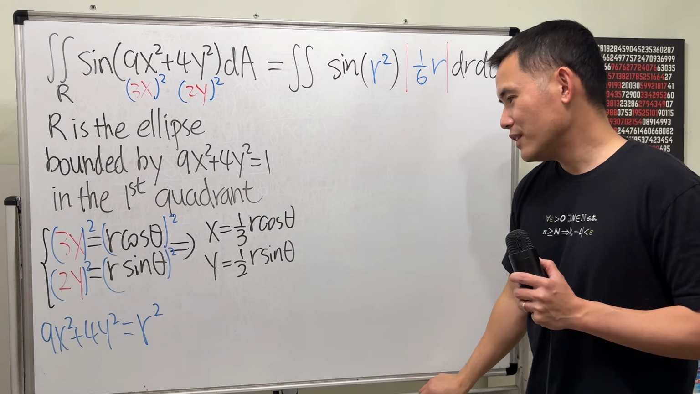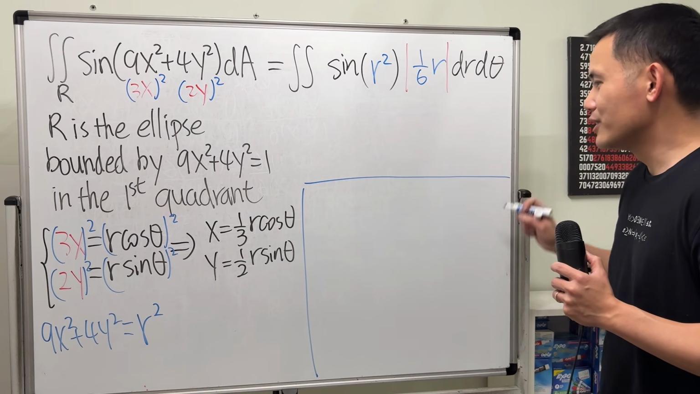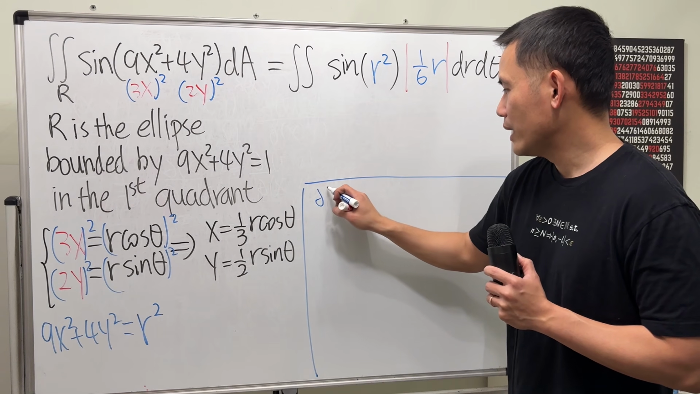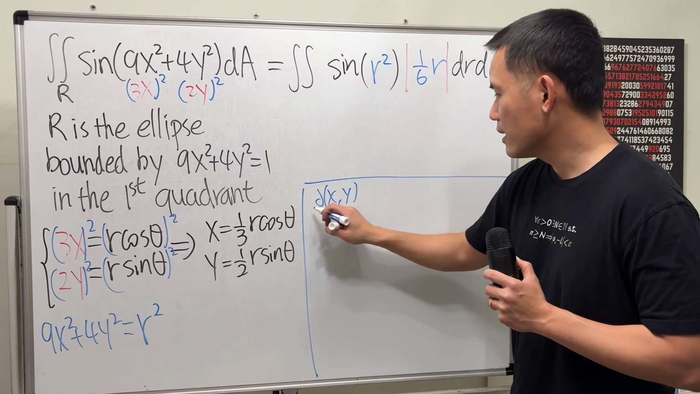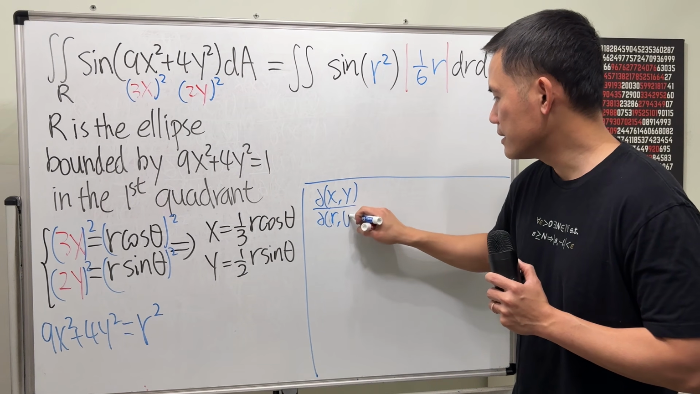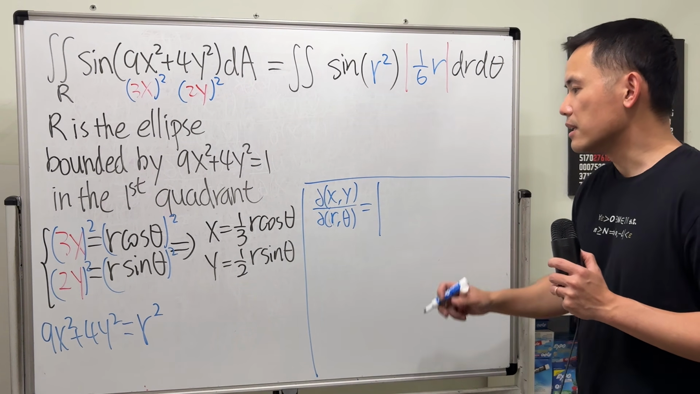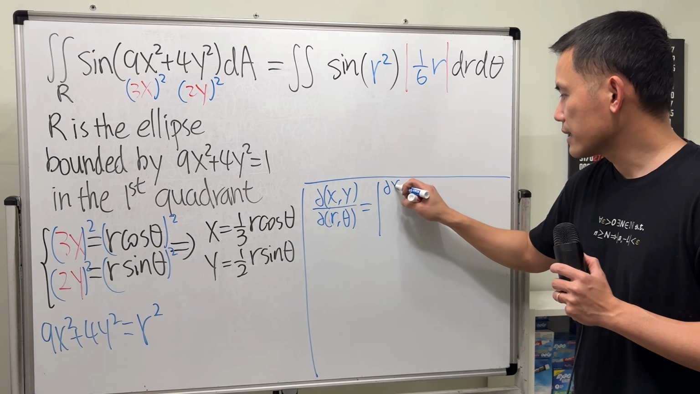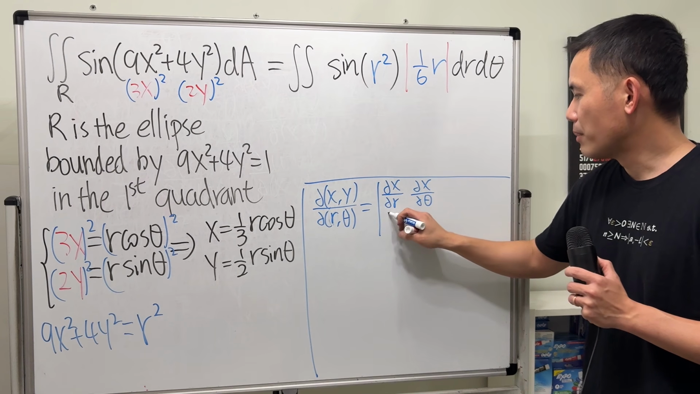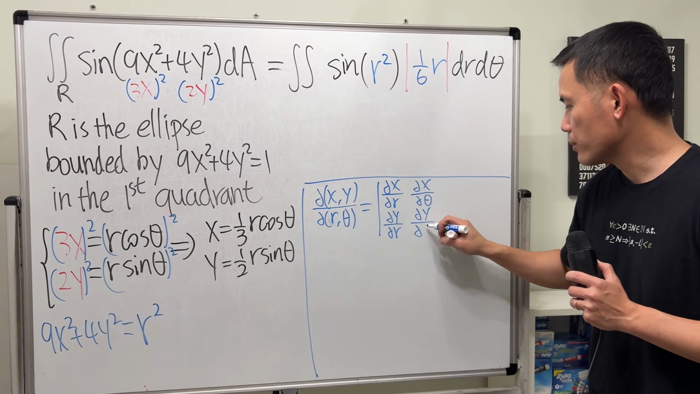And as I said, I'm going to give you guys all the details in this video. So let's review how to do the Jacobian real quick. Look at the x and y equation. We have partial xy, partial r theta. This is the Jacobian notation, which is defined as the determinant of partial of x with respect to r, partial of x with respect to theta, partial of y with respect to r, partial of y with respect to theta.